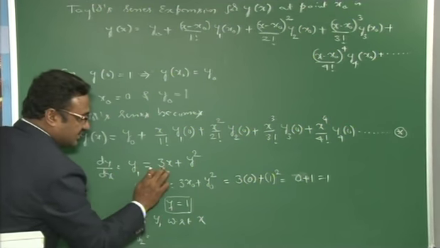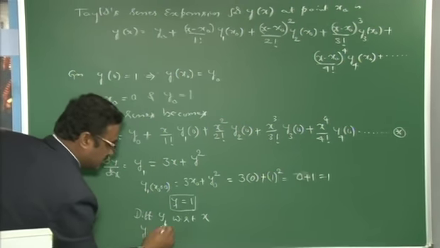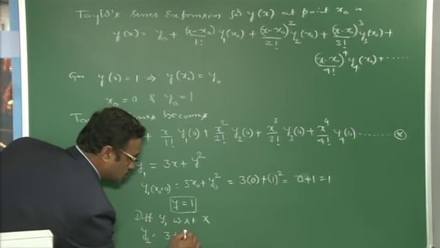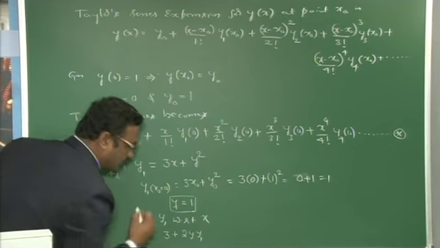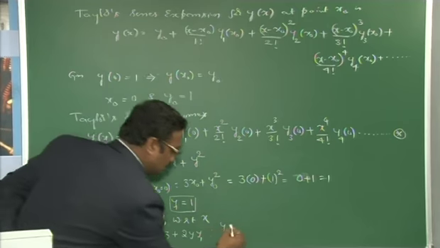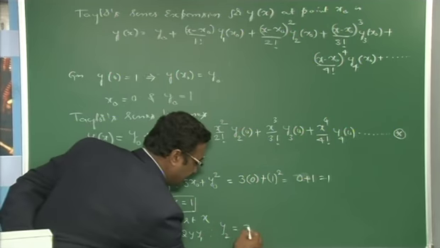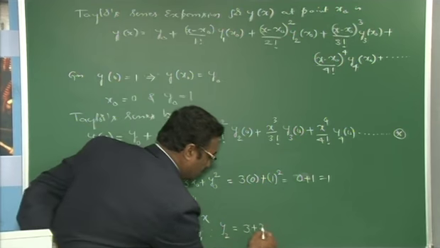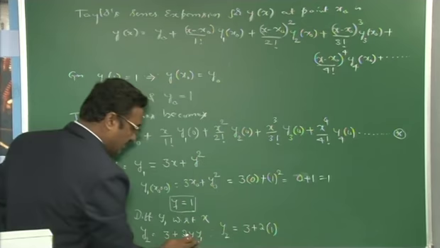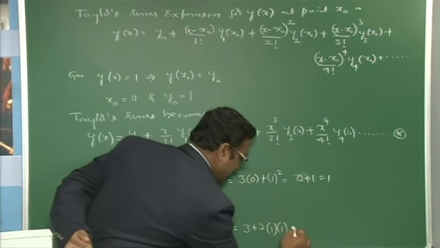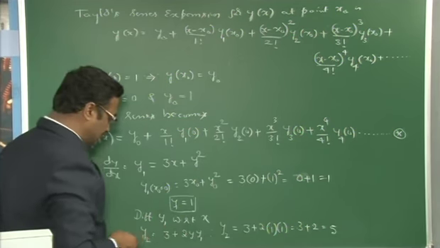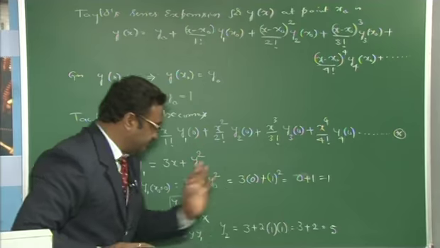The y1 is 3x plus y square. The differentiation of this becomes y2 equals 3 plus 2y into y1. Again at the point x naught equal to 0, y2 of 0 should be equal to 3 plus 2 into y naught, the y naught value is 1, and y1 value is 1. Then it becomes 3 plus 2, so that will give the y2 value is 5.